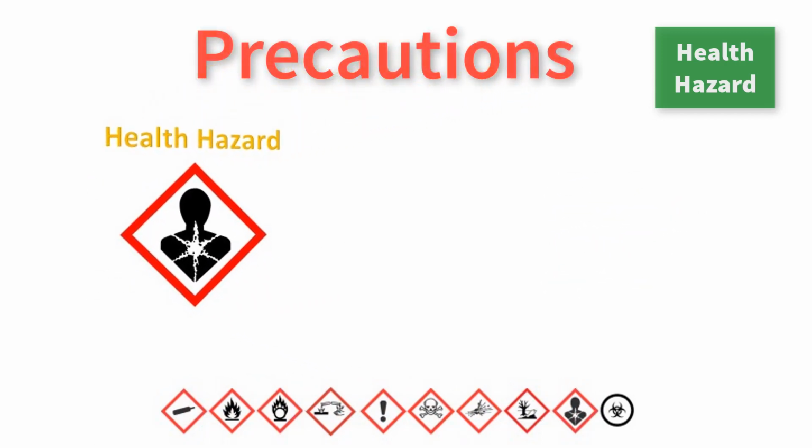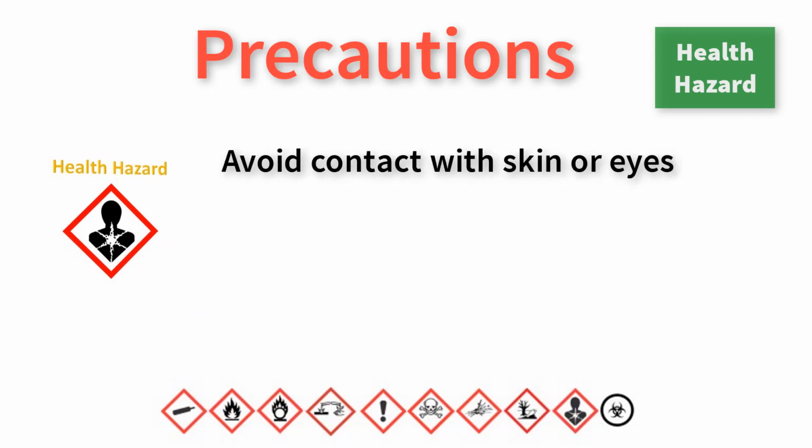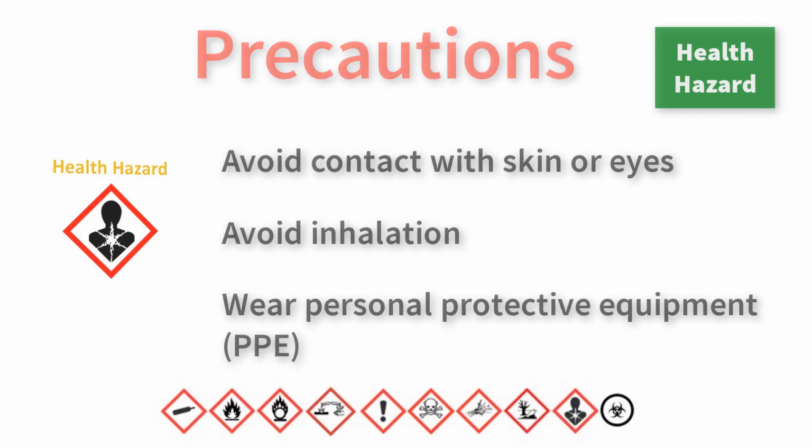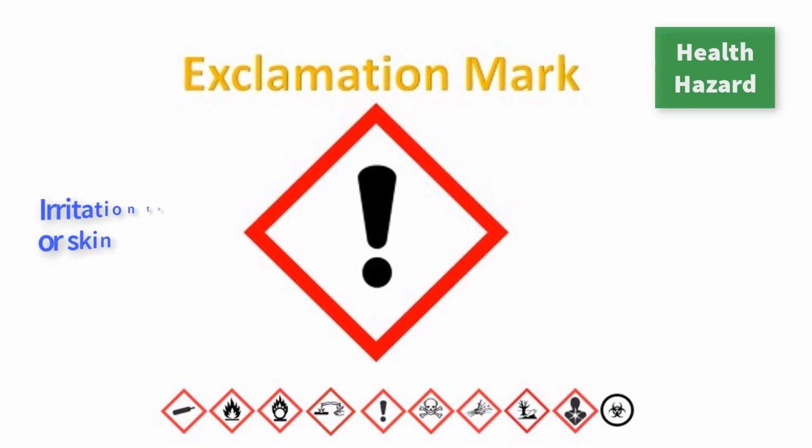Some precautions you would take when handling health hazard material are to use material as directed. Avoid contact with skin or eyes and inhalation by wearing proper personal protective equipment. The exclamation mark pictogram communicates that the substance causes irritation to the body, such as the eye and skin. It may also be a sensitizer which produces an allergic reaction to a chemical.